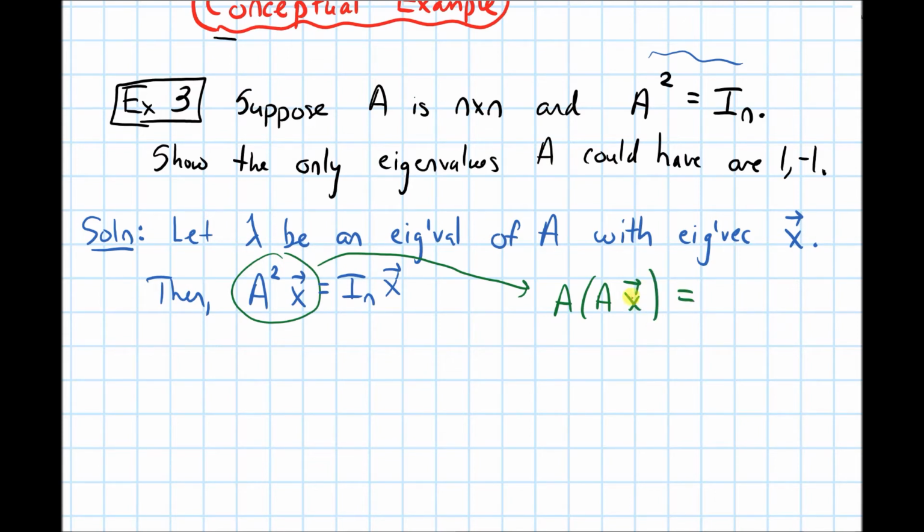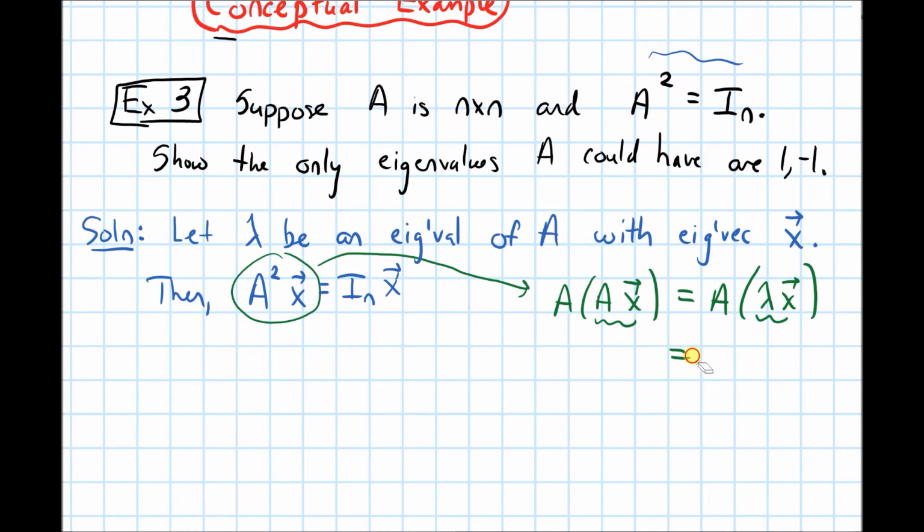And because x is an eigenvector of A, we know what A times x is. A times x is lambda times x, because x is an eigenvector and the corresponding eigenvalue is lambda. That's what we began by saying. So I don't know what lambda is at this point, but I'm just saying lambda is whatever the eigenvalue is, and that x is its corresponding eigenvector.